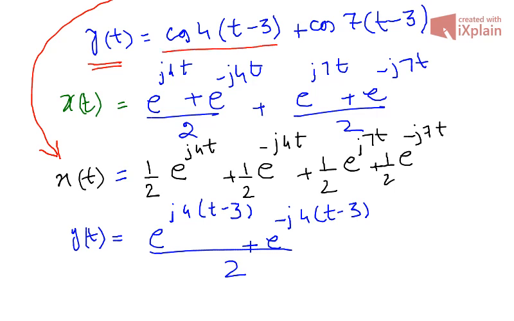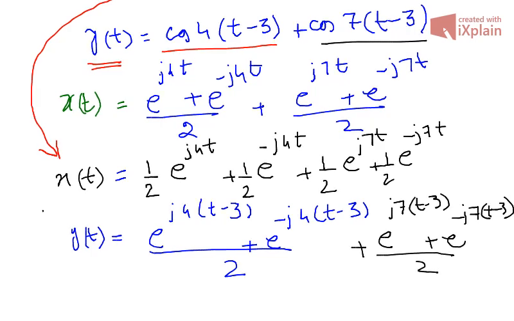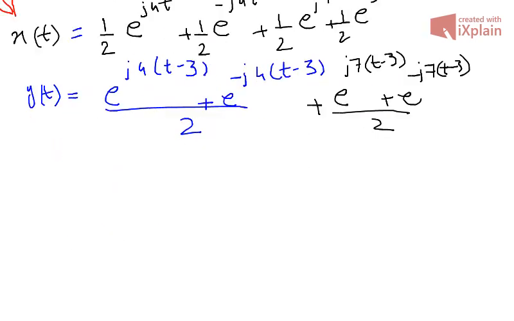I'm writing it from here, right? And then you have an additive term again. Now the second one, I'm writing this one now: e raised to the power j(7t minus 3) plus e raised to the power minus j(7t minus 3) over 2. Now you can rewrite this equation. So let's try to rewrite it.